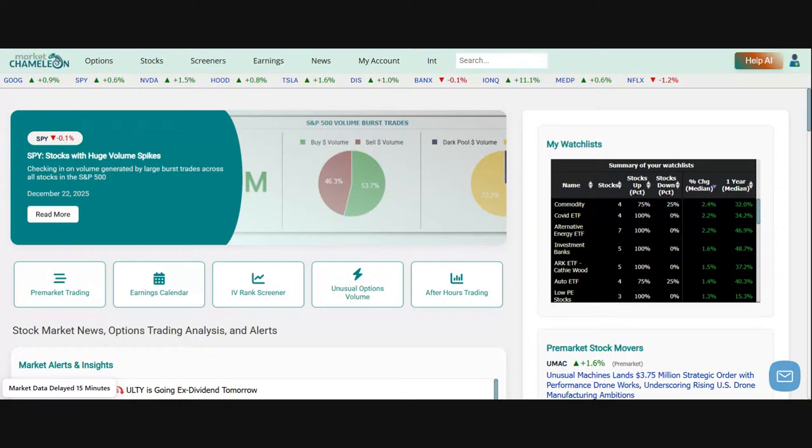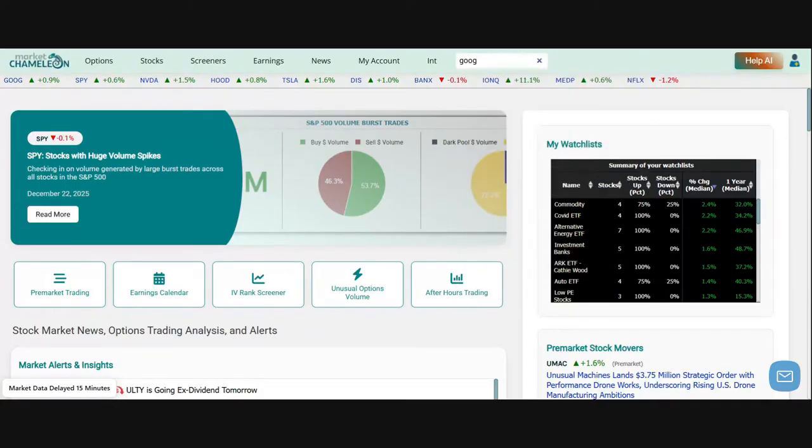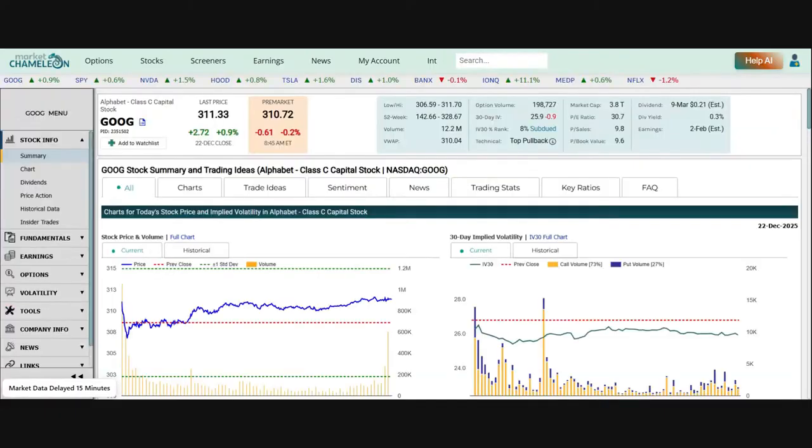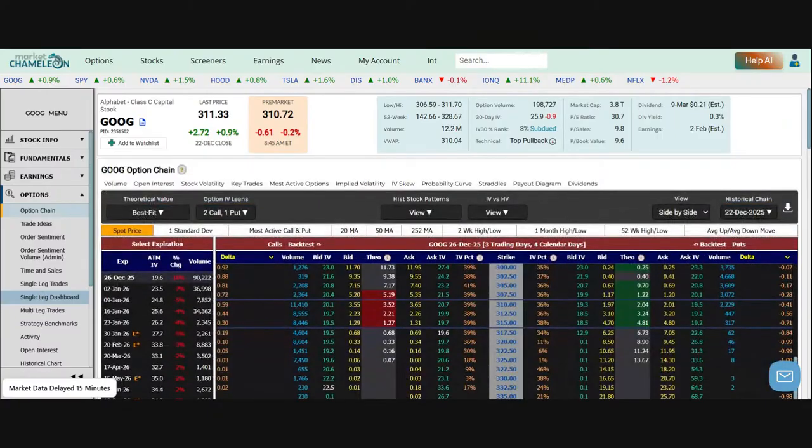Let's go to an example first. So I'm just going to type in Google in the search. This will take us to Google stock. While we're on the Google main page, we're going to navigate on the left-hand side. We're going to go to options. We're going to click on option chain. This brings up the options chain for Google.